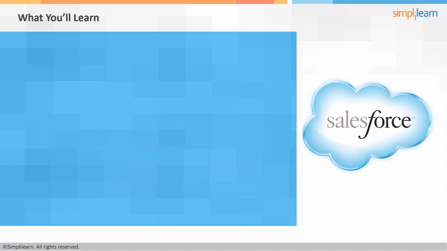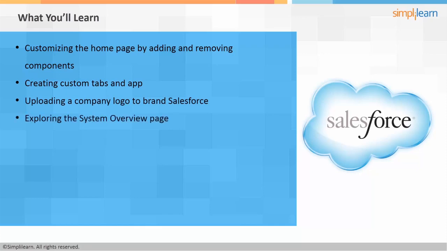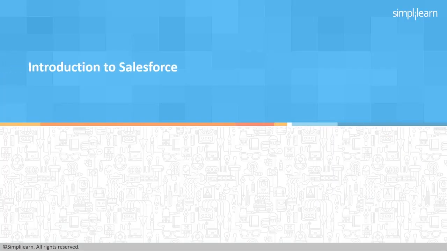In this lesson, what you'll learn is customizing the homepage by adding and removing components, creating custom tabs for faster data access, creating a custom app for applications creation, uploading a company logo to brand Salesforce, exploring the system overview page, and updating the fiscal year and business hours. Let's go ahead and get started.